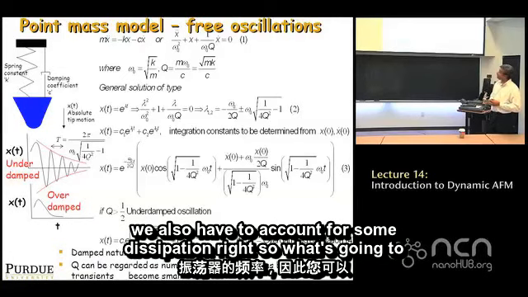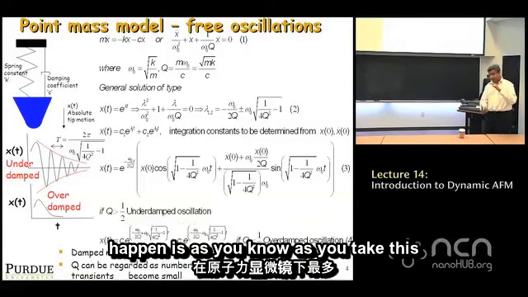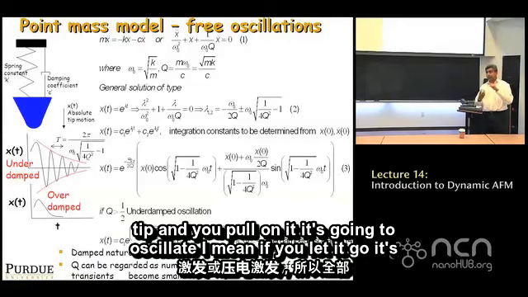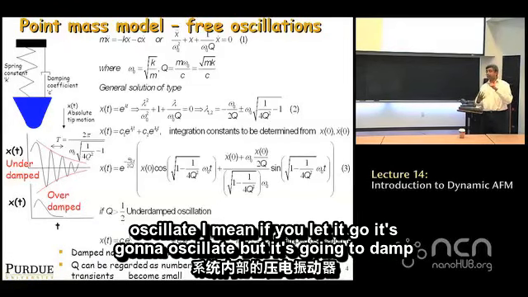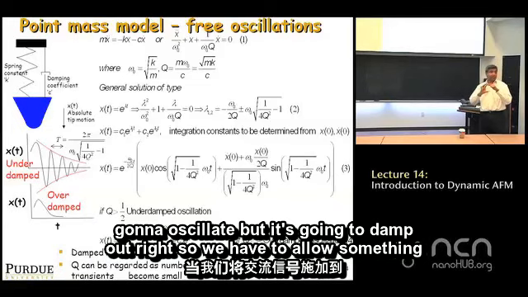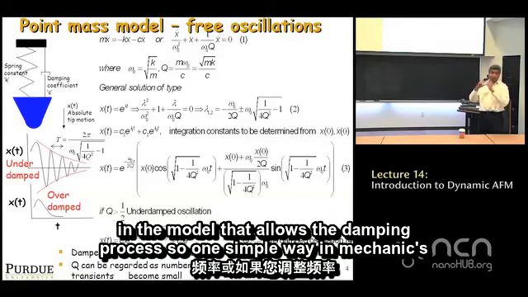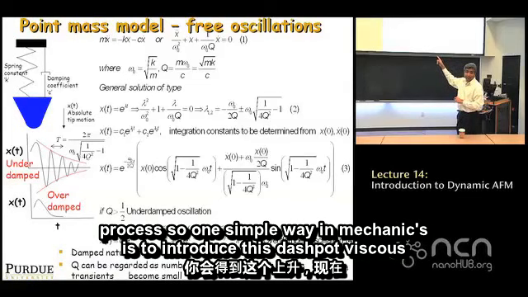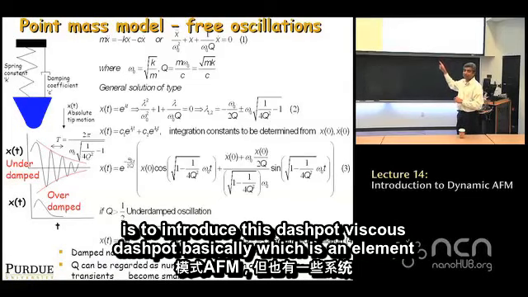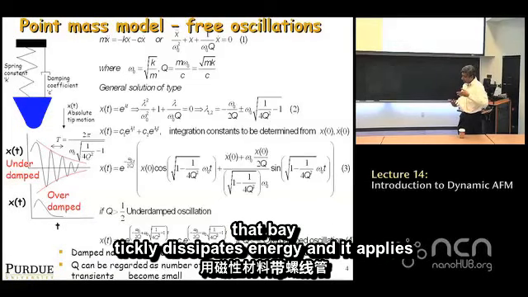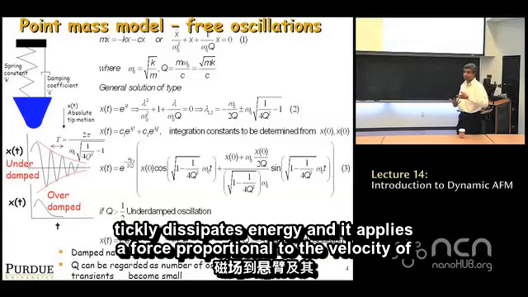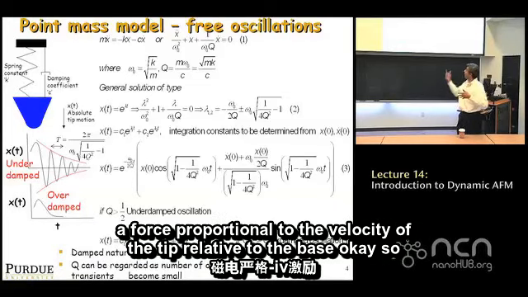So what's going to happen is, as you take this tip and you pull on it, if you let it go, it's going to oscillate, but it's going to damp out, right? So we have to include something in the model that allows the damping process. One simple way in mechanics is to introduce a viscous dashpot, which is an element that dissipates energy, and it applies a force proportional to the velocity of the tip relative to the base.